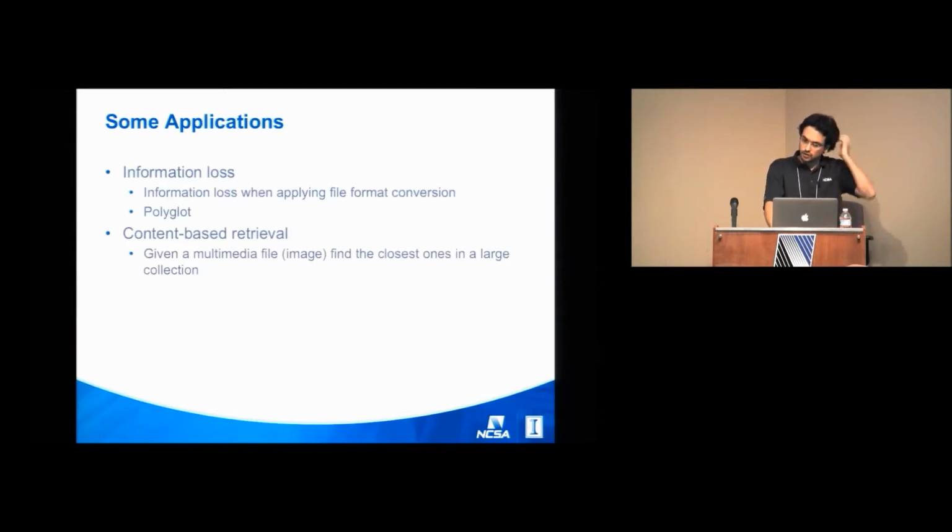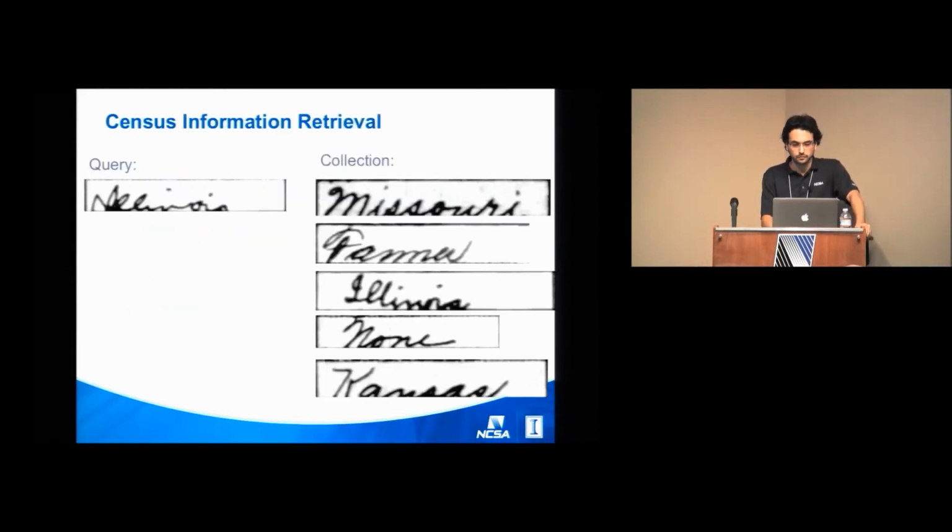Content-based retrieval, so given a multimedia file, an image, find the closest one in a large collection, find duplicates across formats, right? So, how do I know that this version of this paper in PDF is the same as this other version of the same paper in Word?